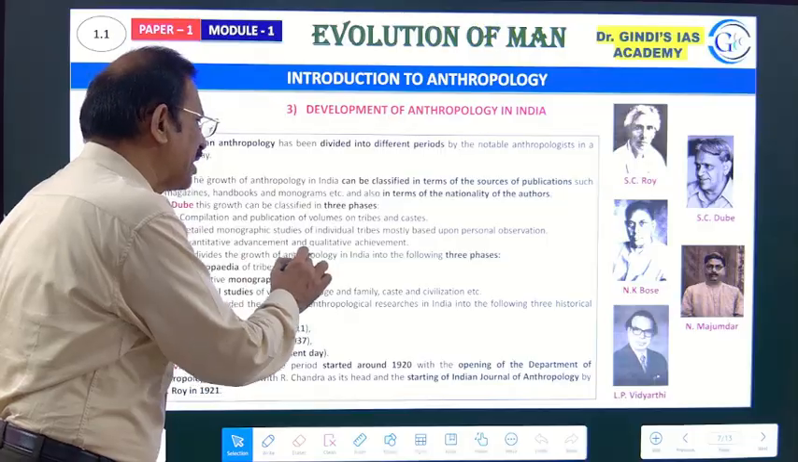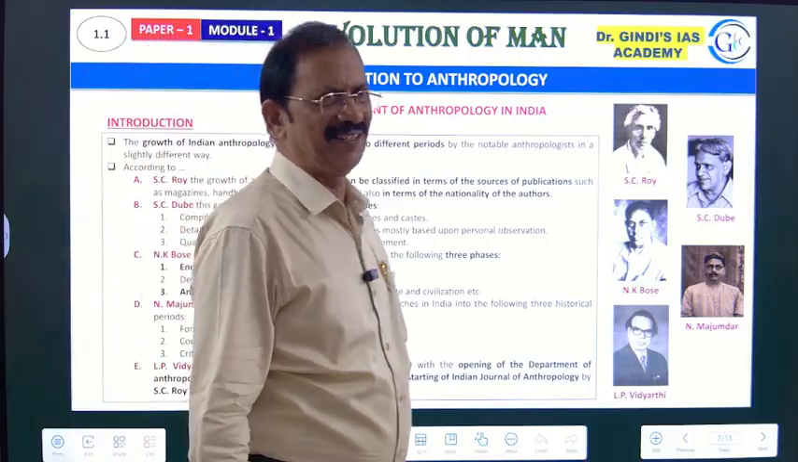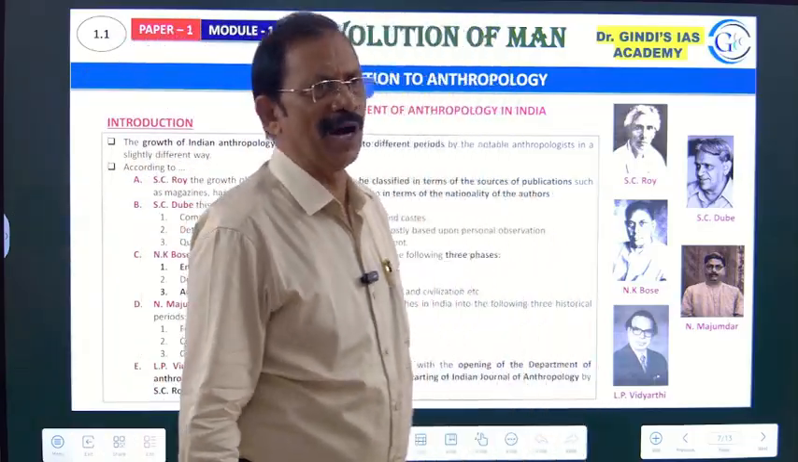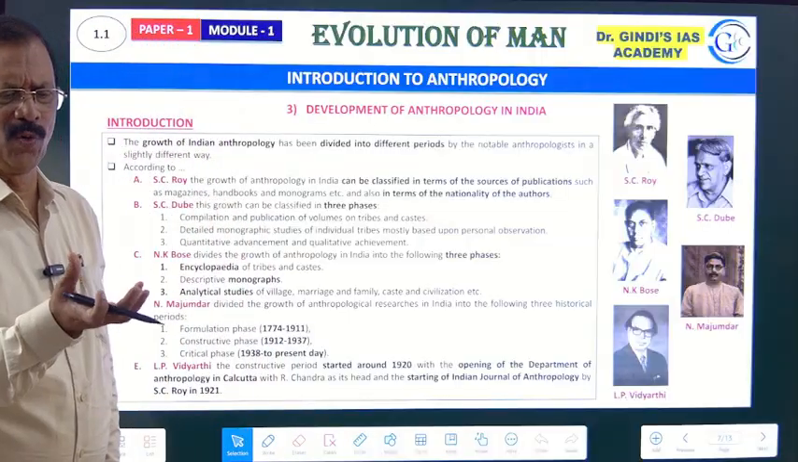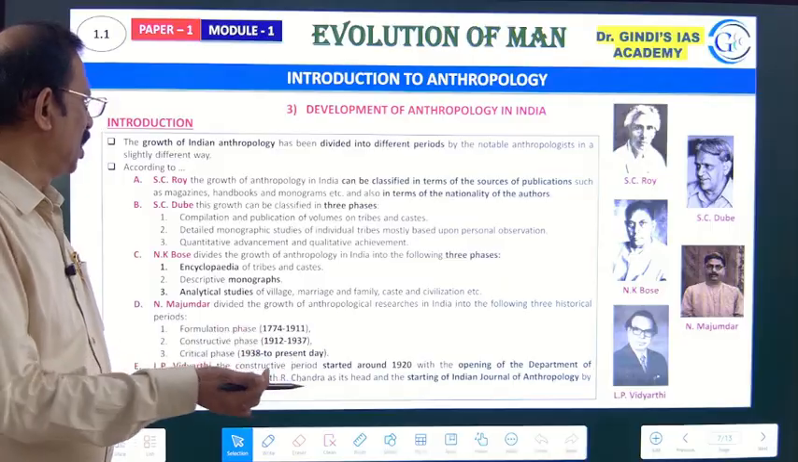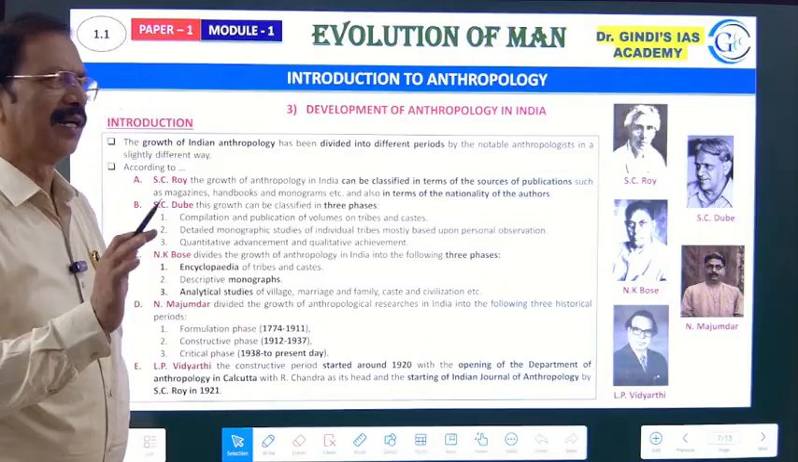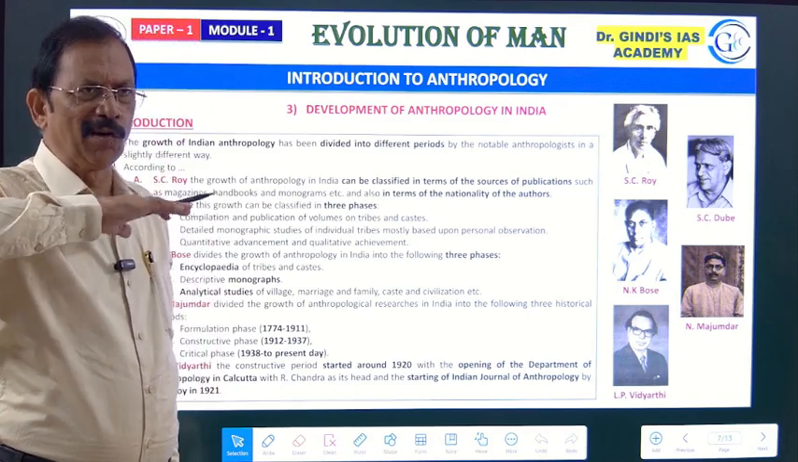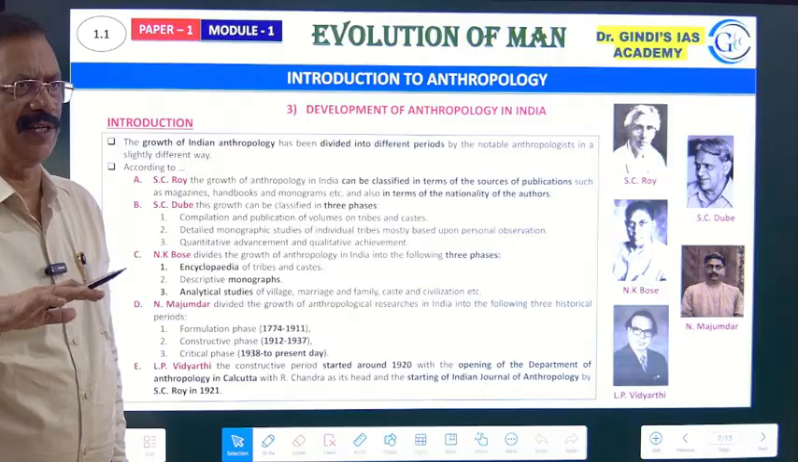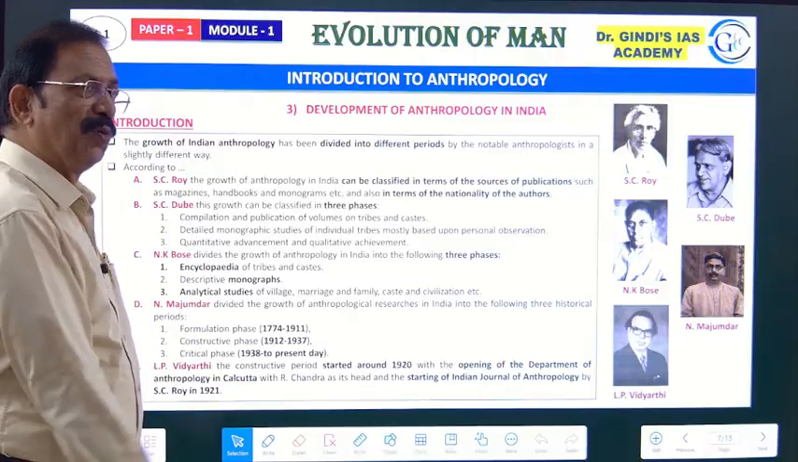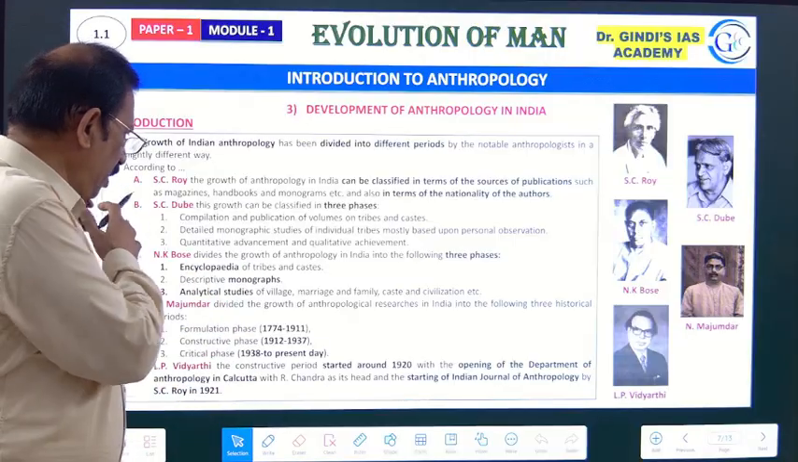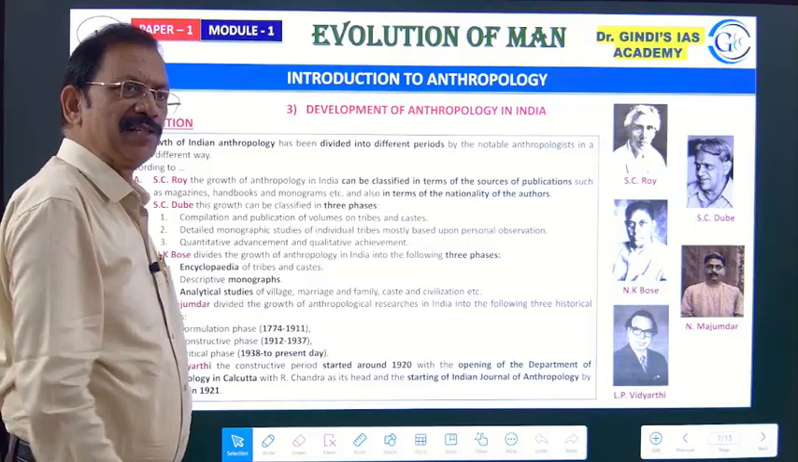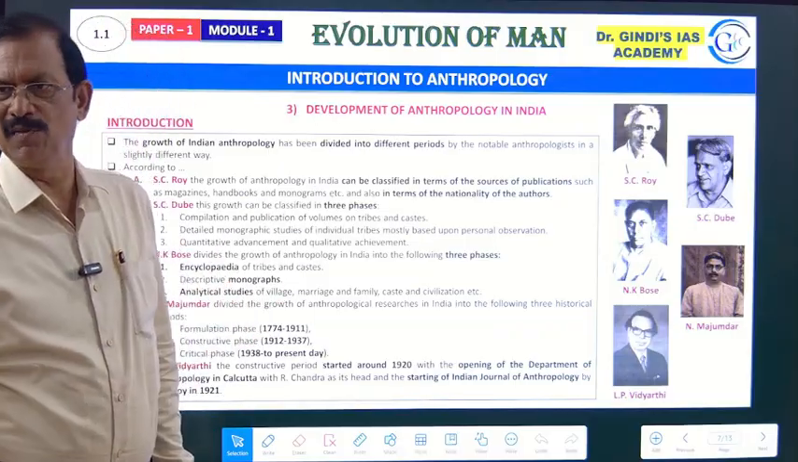Then quantitative assessment and qualitative achievement started in the research. Qualitative and quantitative, so both terms. One is quantitative and the second one is qualitative. So these are the third stage. Like this S.C. Dubey has divided the development of anthropology into three categories. Another fellow, N.K. Bose, has not agreed with this classification. He has given his different classification.